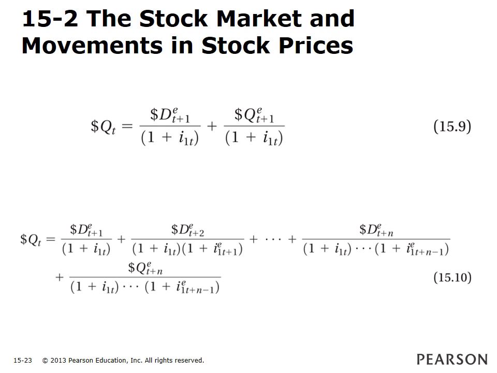On further substitutions and simplifications, the last term in equation 15.10 approaches zero. Further, the nominal variables can be replaced by real variables in the above equations to find that higher expected future real dividends lead to a higher real stock price. Higher current and expected future 1-year real interest rates lead to a lower real stock price.